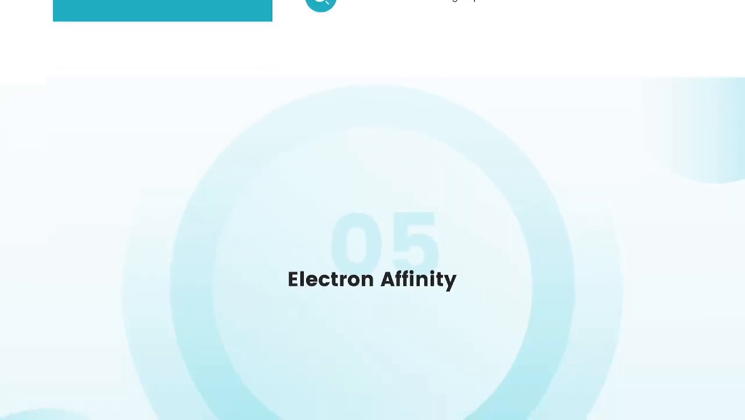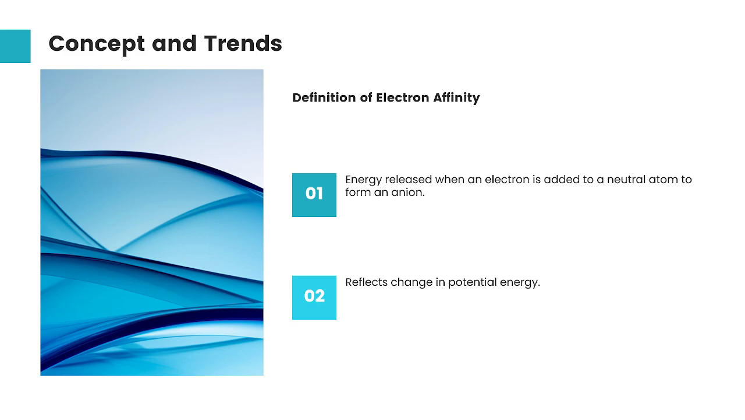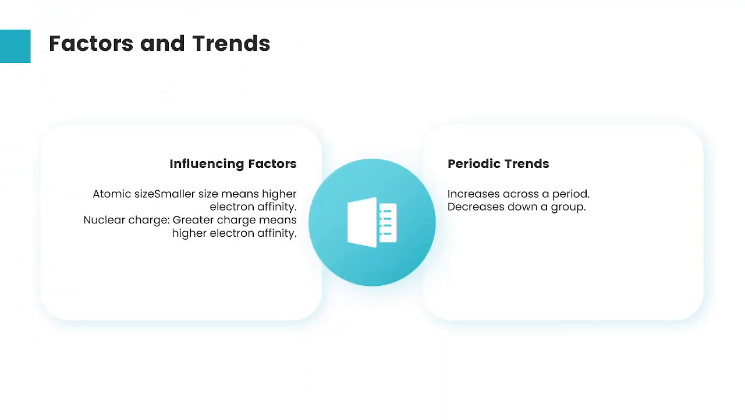Electron affinity. Electron affinity is defined as the energy released when an electron is added to a neutral atom to form an anion. It reflects change in potential energy. Factors influencing electron affinity are atomic size: smaller size means higher electron affinity. Nuclear charge: greater charge means higher electron affinity. Periodic trend: it increases across a period and decreases down a group.